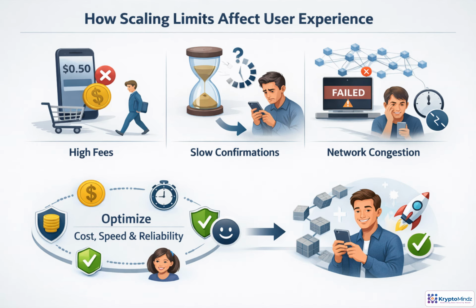Scaling limits become real at the moment a user tries to act. Imagine someone minting a $20 NFT, then seeing a $45 gas fee. They may wait, switch networks, or leave entirely. Slow confirmations create a similar problem. Confidence drops because the outcome feels uncertain. So scaling is not just throughput, it is product experience. Teams must design for predictable cost, fast feedback, and reliable completion.